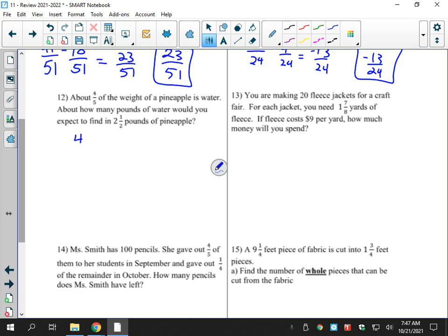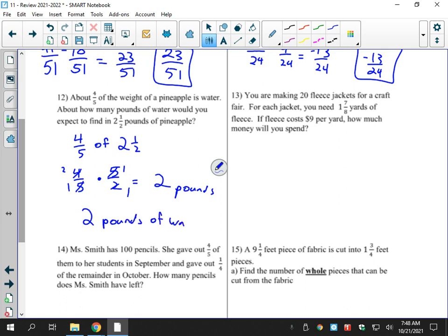So we're really going to be looking for what's 4/5 of 2.5. So we're going to multiply 4/5 times 5 over 2. Look at that cross canceling. It's a beautiful day. And we should get 2 pounds. Okay? So our answer with the label, 2 pounds of water.